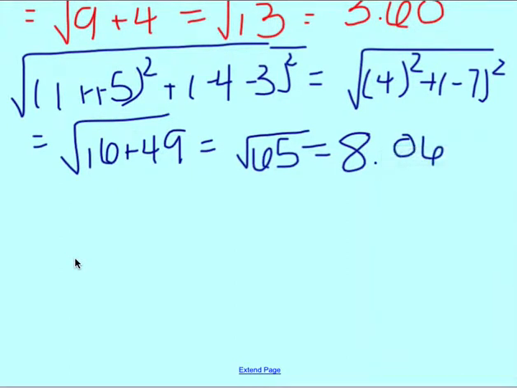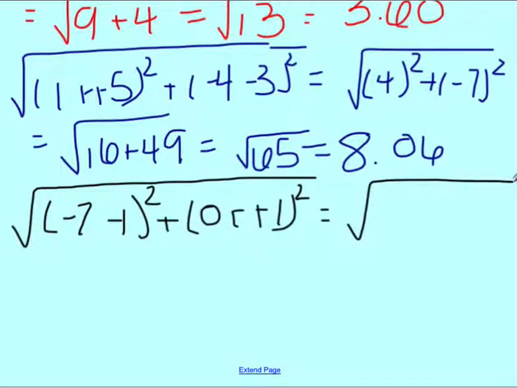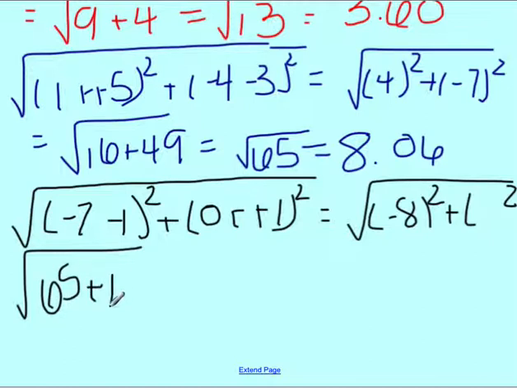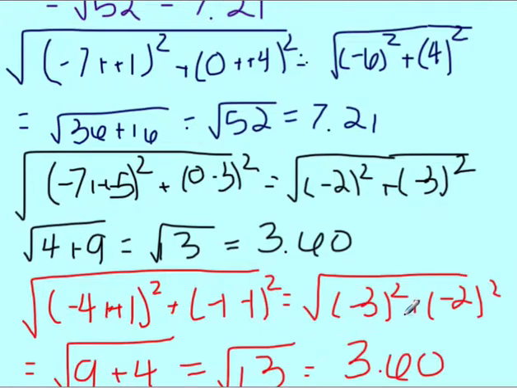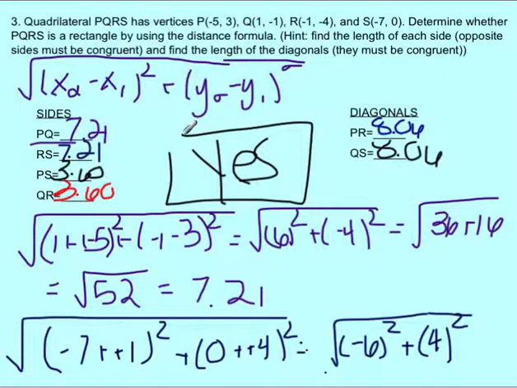Let's take a look, last but not least, at QS. Taking a look at QS, negative 7 minus 1 quantity squared plus 0 minus a negative 1, that's going to become plus a positive. Then here we're going to get a negative 8 squared plus 1 squared. Then you get the square root of 64 plus 1, which is the square root of 65, which is 8.06. So again, we go up here, and we get 8.06. So our diagonals are congruent. So yes, this guy right here is a rectangle.